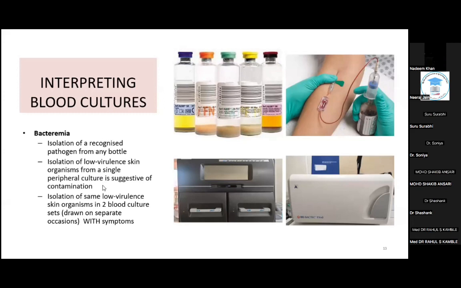I repeat again, some low virulence or opportunistic organisms like coagulase negative staphylococcus or Corynebacterium or other such contaminants, if they are isolated from only one of the bottles, indicate contamination or colonization. But if isolated from all the bottles or 2 of the bottles, that indicates infection.